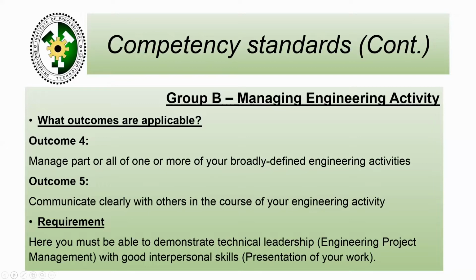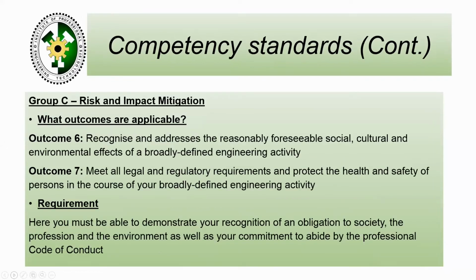How do you present your work to your colleagues? How do you put your instructions out? Now, group C is risk and impact mitigation. What outcomes are applicable? It's outcome 6, recognize and address the reasonably foreseeable social, cultural, and environmental effects of your broadly defined engineering activity.